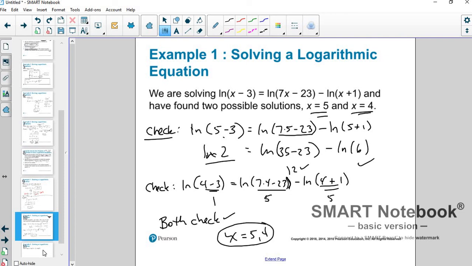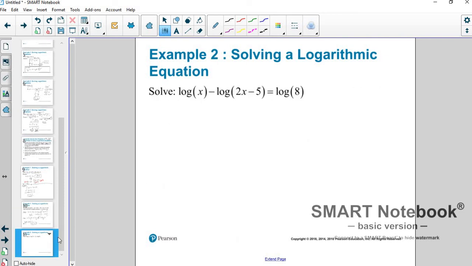All right. So here's a very similar problem, a little bit easier even. Y'all give this a shot, see what you get. Okay, so what happens? You get log of x over 2x minus 5 equals log 8. That is the first step.